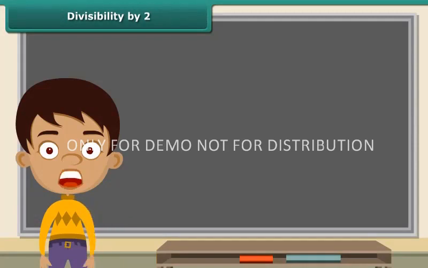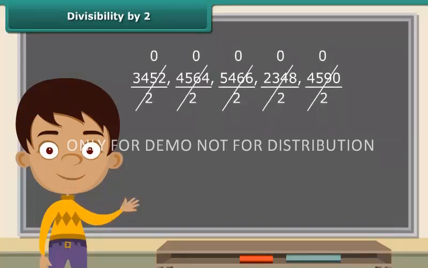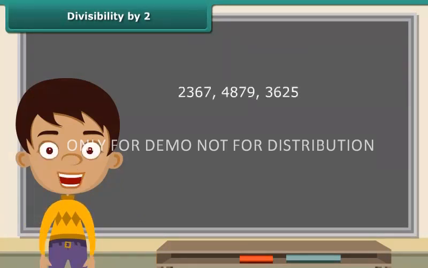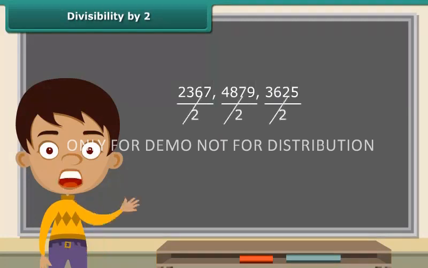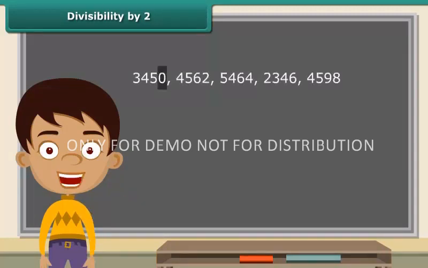Anuj knows that all numbers that end with 2, 4, 6, 8 or 0 are even numbers. He randomly picks up some numbers that end with 2, 4, 6, 8 or 0 and divides them by 2. He observes that each of these leave a remainder of 0 when divided by 2. He then picks up some numbers that do not end with 2, 4, 6, 8 or 0 and divides them by 2. Now he observes that all such numbers leave a remainder other than 0. Therefore, he concludes that a number is divisible by 2 if it has the digit 0, 2, 4, 6 or 8 in its ones place.